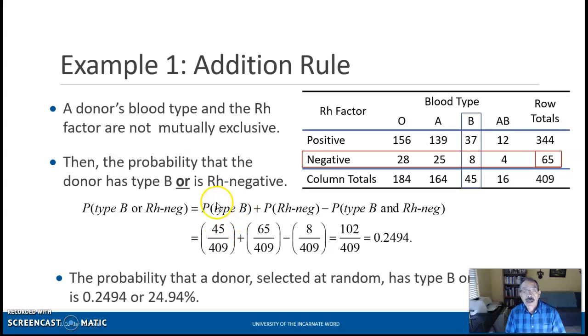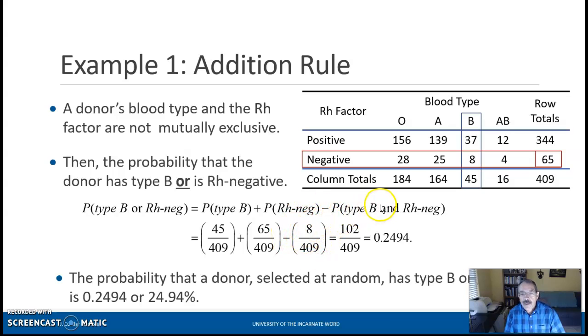All right, so the probability of type B is right here, 45 out of 409 individuals. The probability of having an Rh negative factor is 65 out of 409. Now, if you notice, when we calculated the probability for type B, we used these 8 individuals. When we calculated the probability of the negative Rh factor, we used the same 8 individuals. So we're double counting the individuals with the negative Rh factor and blood type B. That's why we're subtracting that part.